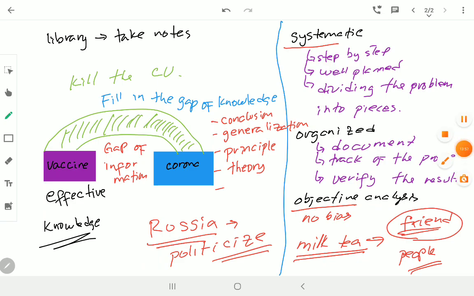All right? So again, just to summarize, research is a process of finding or filling in the gap of knowledge between two existing knowledge. It is systematic, organized, and objective. And the end goal of the research, once we filled in the knowledge, is that we want to make a conclusion, a generalization, a principle, a theory.